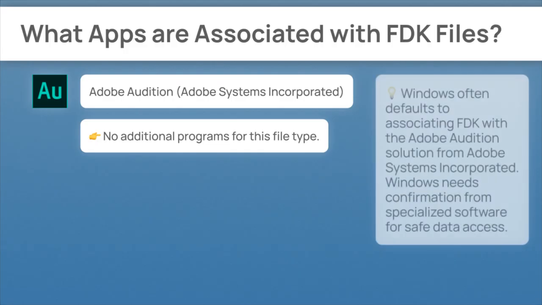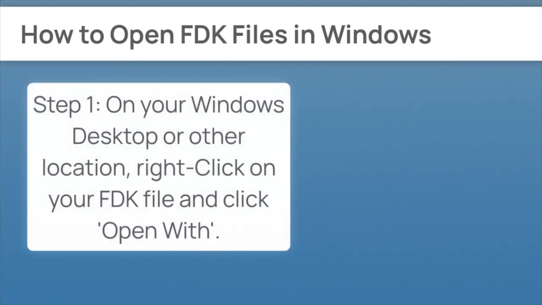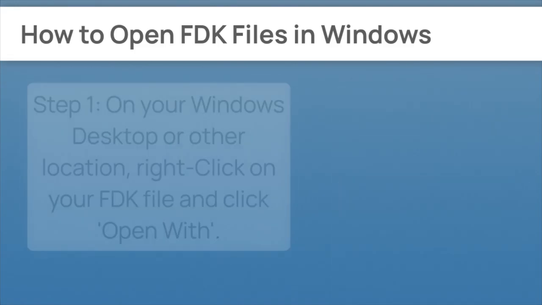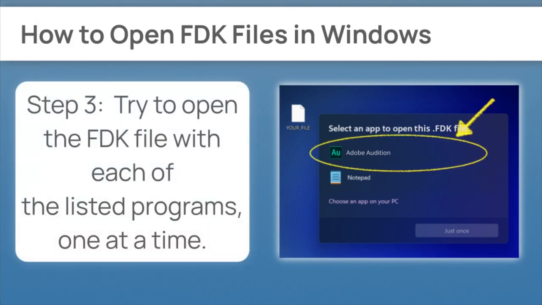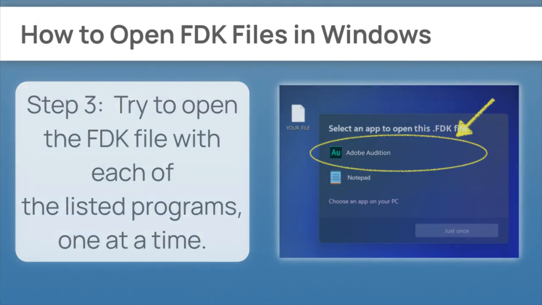Windows needs confirmation from specialized software for safe data access. Windows may identify the file, but interpreting the plugin requires a specific supporting application. The problem is often a missing file hook. Right-click the FDK file and choose Open With. Start with Adobe Audition if available. If not, select another application from the list.